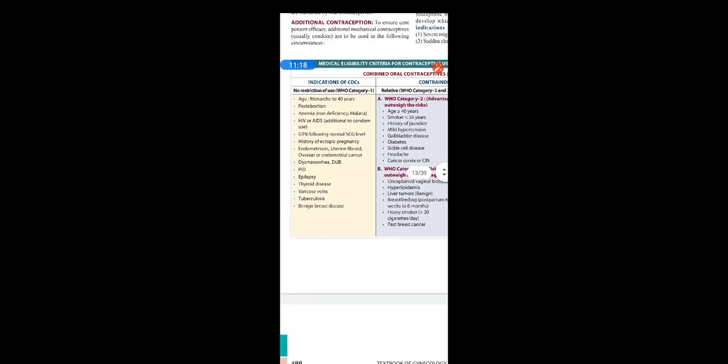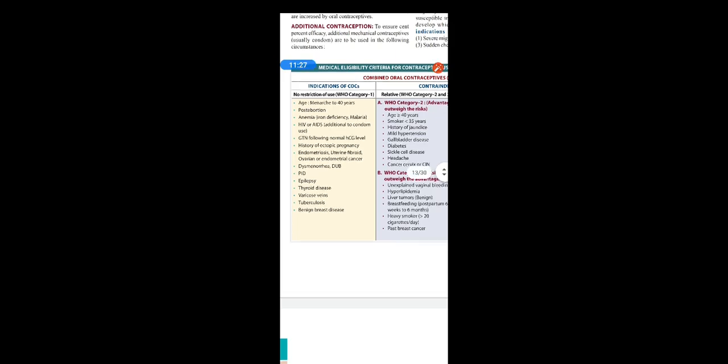Post-abortion, anemia, HIV or AIDS, GTN following a normal SEG level, history of ectopic pregnancy, endometriosis, uterine fibroid, ovarian, cervical, endometrial cancer, dysmenorrhea, DUB, PID, epilepsy, thyroid diseases, varicose vein, tuberculosis, and benign breast diseases. These are considered as no restrictions of use categories.